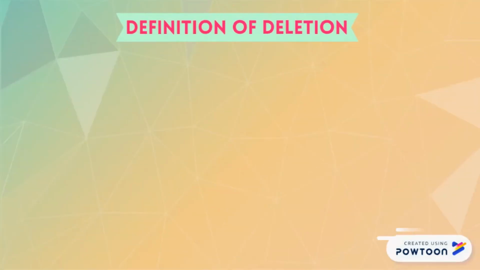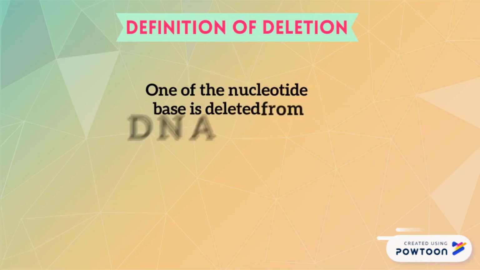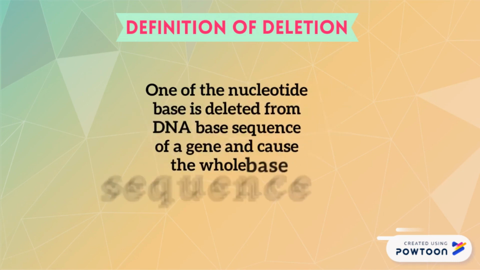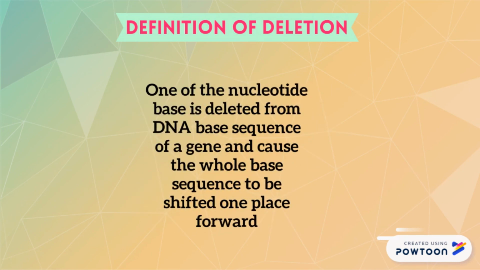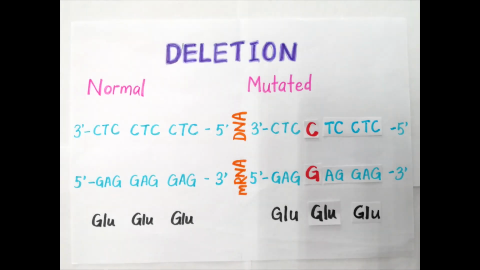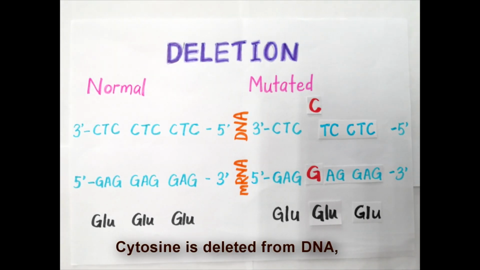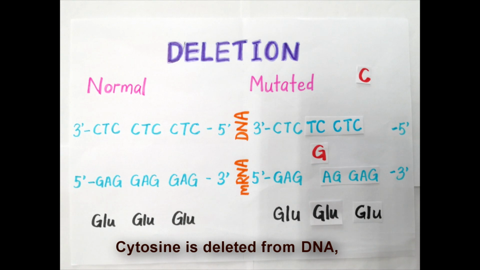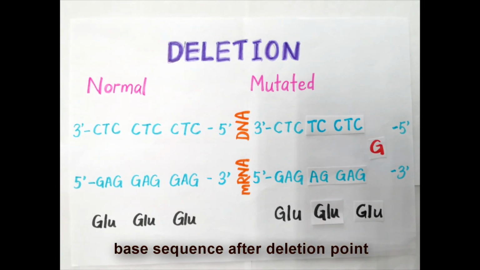For deletion, one of the nucleotide bases is deleted from the DNA base sequence of a gene. This causes the whole base sequence after the deletion point to be shifted one place forward. Let us show the effect of deletion. Cytosine is deleted from the DNA strand. The base sequence after the deletion point will shift forward.